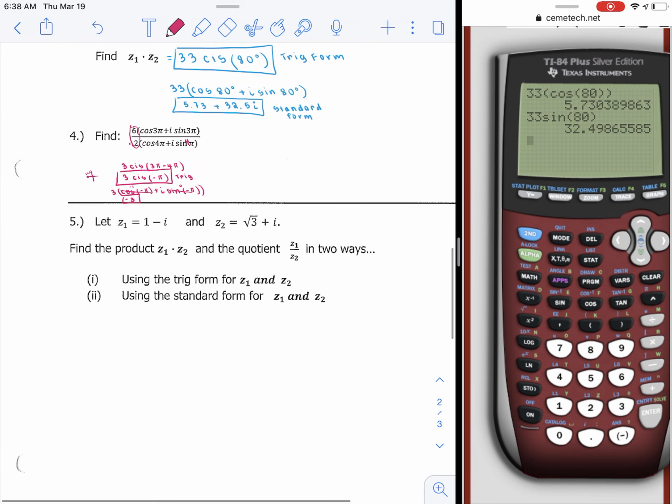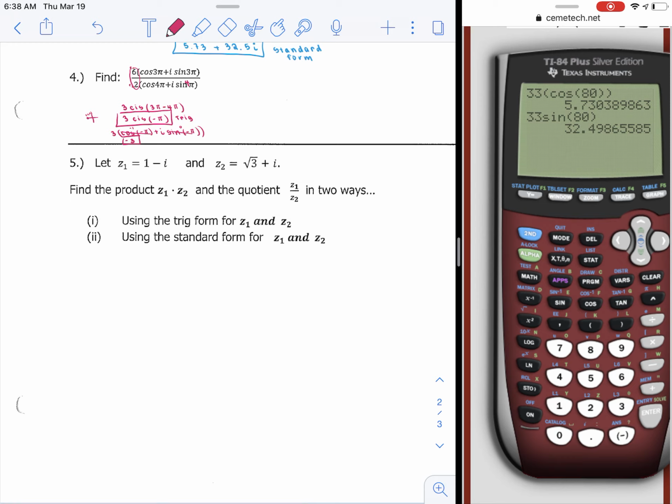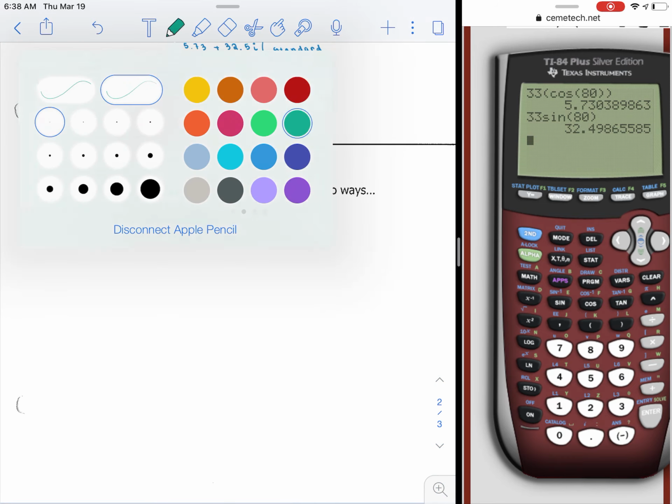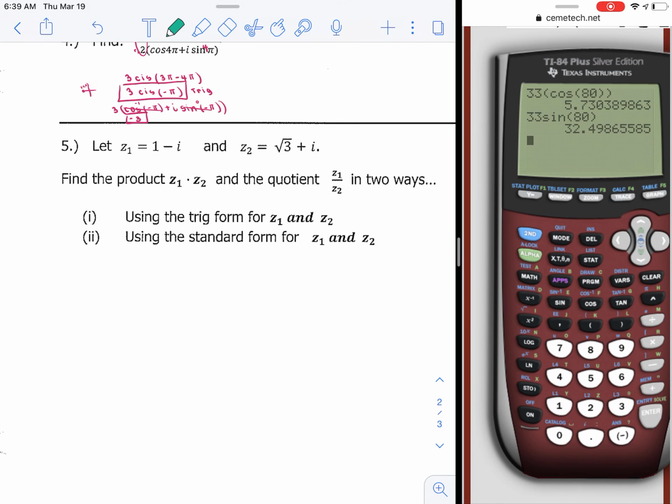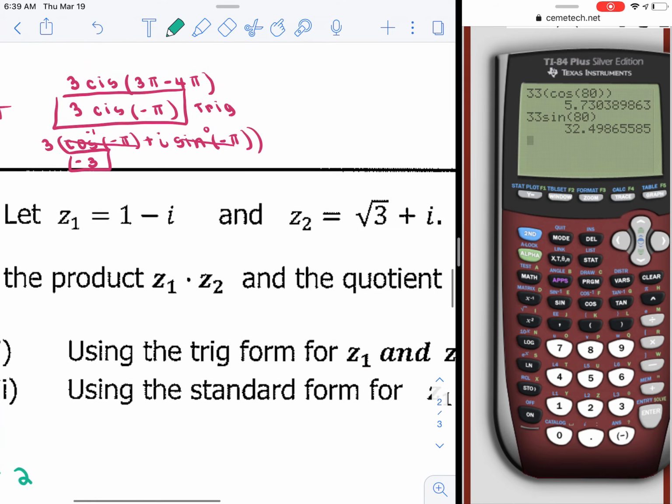The final part of this is asking you to do this 2 different ways. I'll do it for the product part, and then I'm going to have you guys try out the quotient and check with my answers. So for the first part of it, it says use trig form to multiply these 2 numbers together. So if we're doing z1 times z2, in order to use trig form, we have to take each of these right here and convert them to trig form.